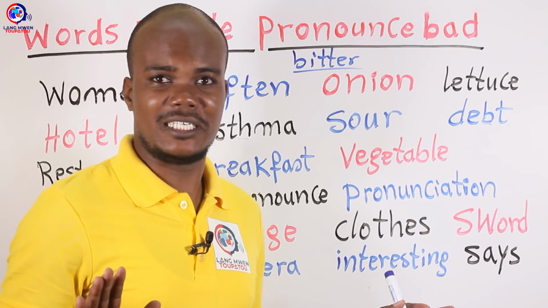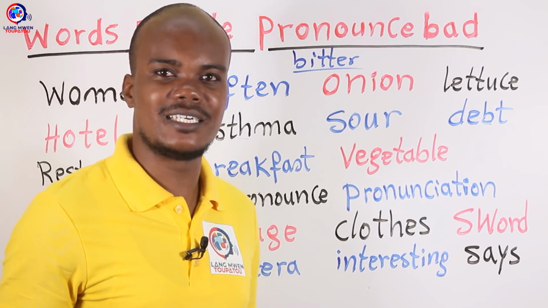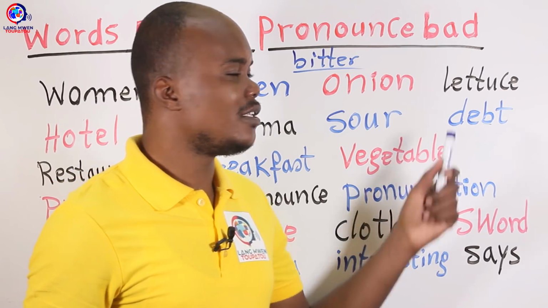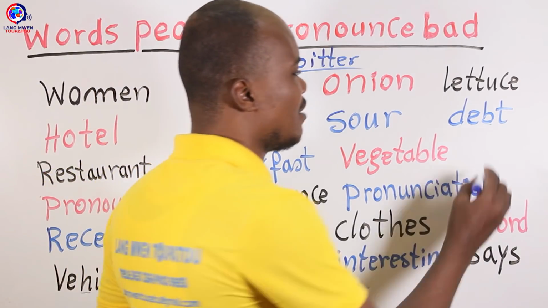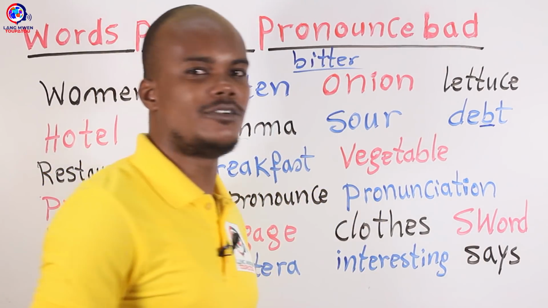Debt. It's like this. You got a debt. What do you say, debt, and you have a letter B here? You don't pronounce this letter B. This letter B is silent.